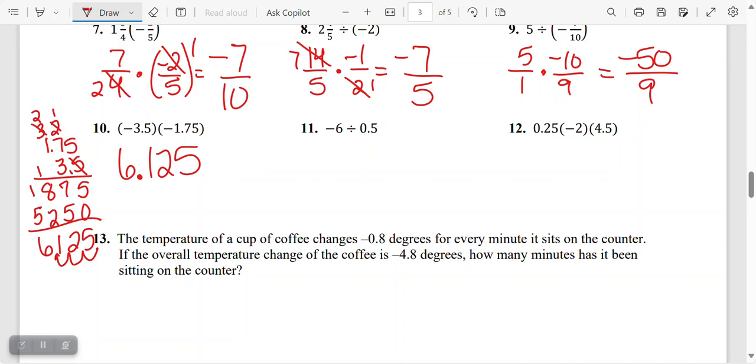On number 11, you could do long division. Some of you recognize, though, that 0.5 is 1/2 in a fraction. I think it's a little bit faster to do keep, change, flip. -6 times 2, that's -12/1, or just -12.